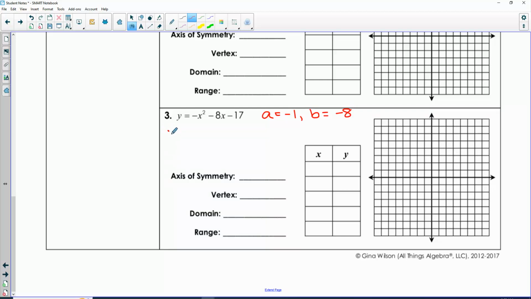Okay, so my axis of symmetry. The opposite of b, this is where people were having problems yesterday. The opposite of b, if b is -8, what's the opposite of -8? Positive 8. Okay. Over 2 times a. So I get 8 divided by -2, which is -4. So my axis of symmetry is x equals -4. So -4 is the x value in my vertex.